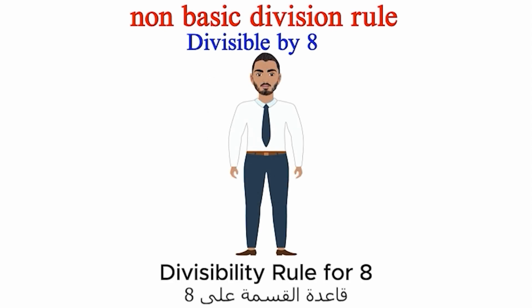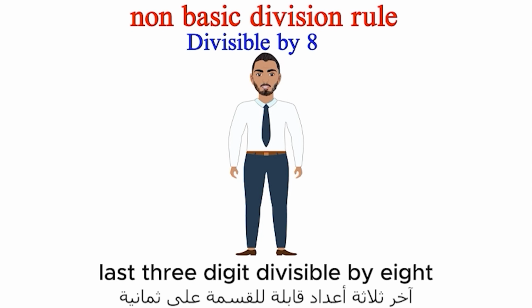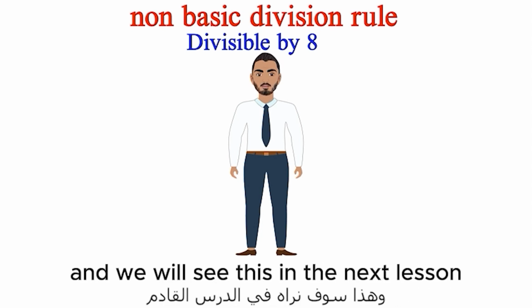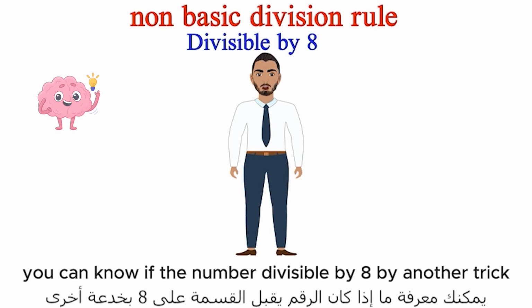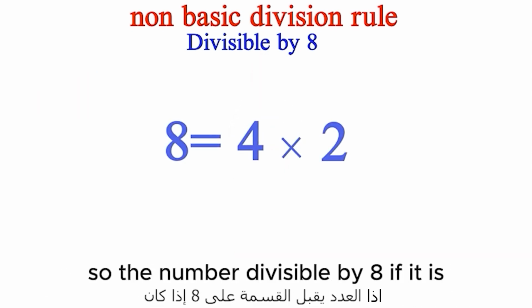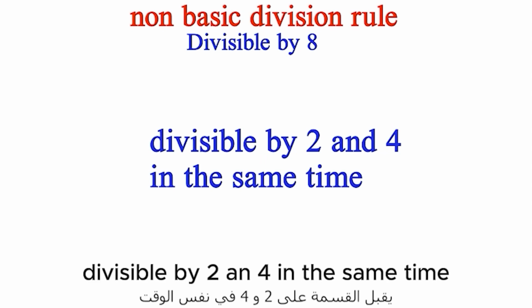Divisibility rule for 8. A number is divisible by 8 if its last 3 digits are divisible by 8. To do this trick we must do a division, and we will see this in the next lesson. You can know if a number is divisible by 8 by another trick. You must know that 8 equals 4 times 2, so the number is divisible by 8 if it is divisible by 2 and 4 at the same time.